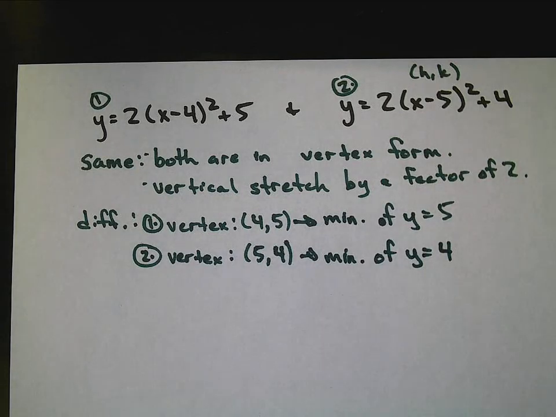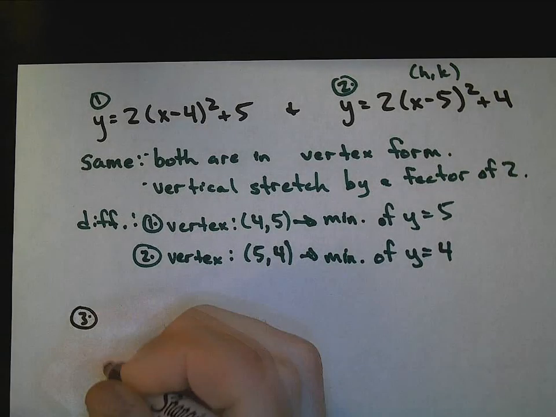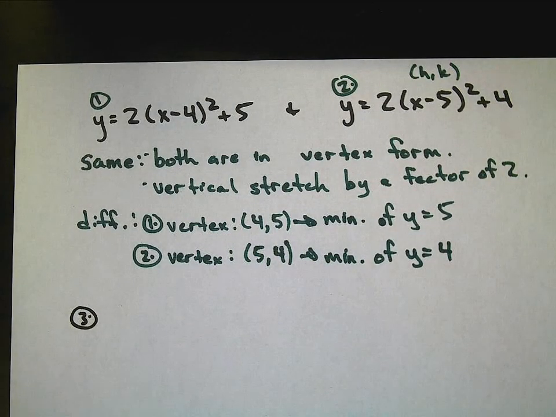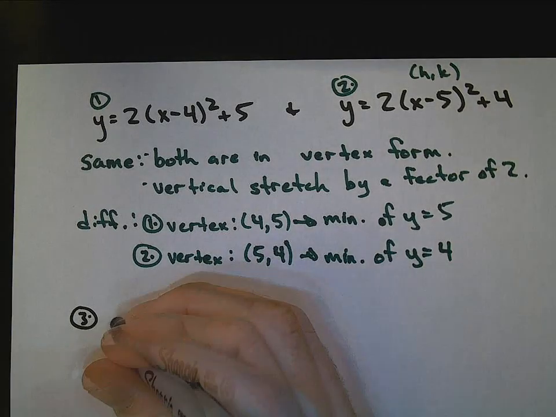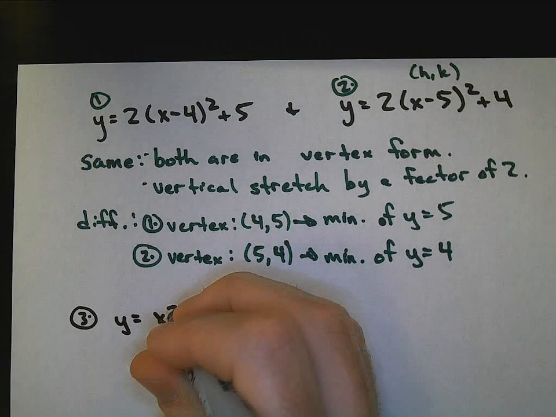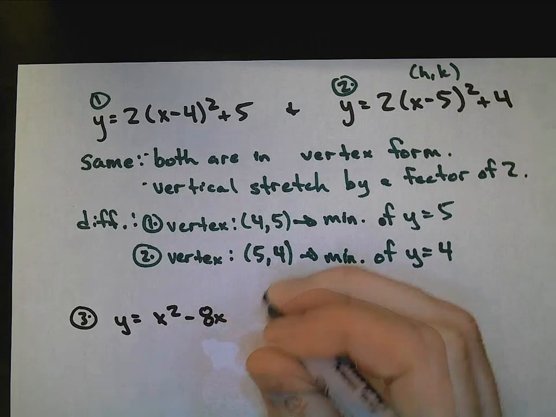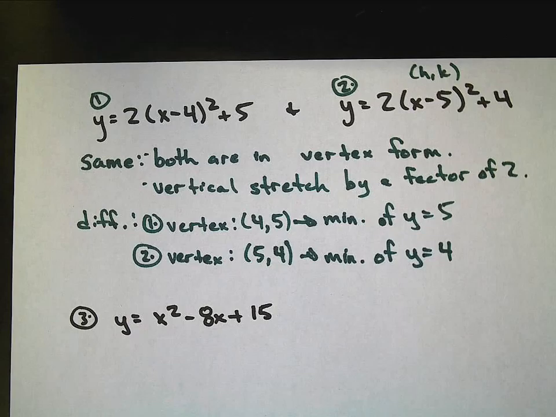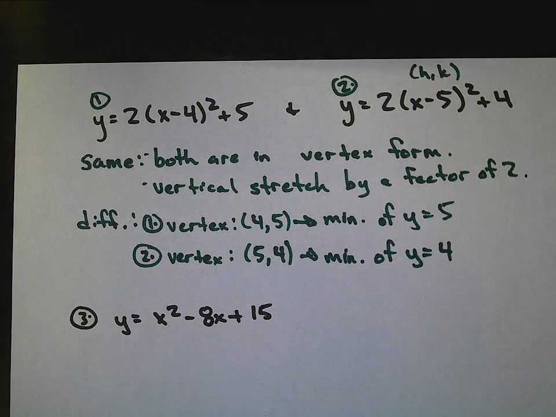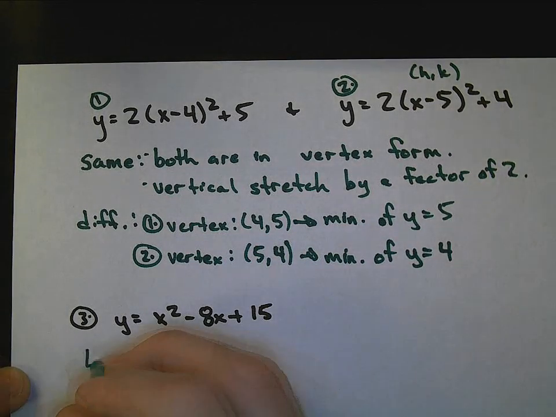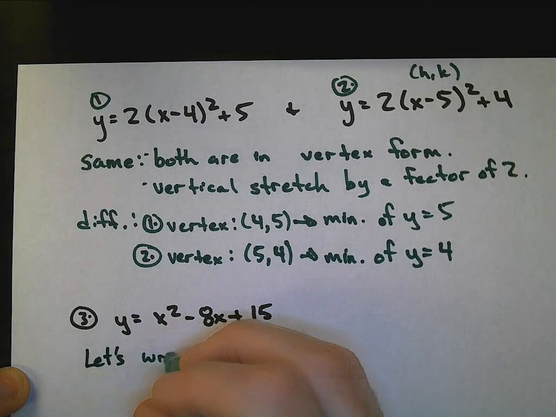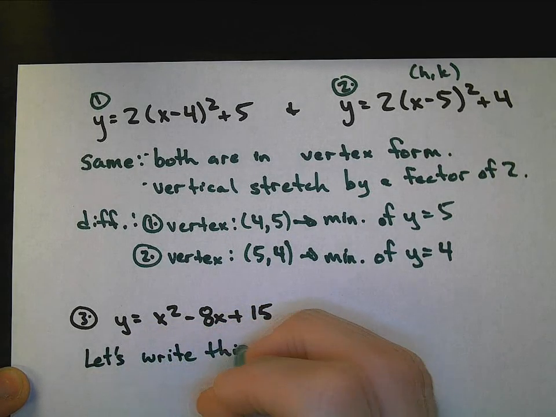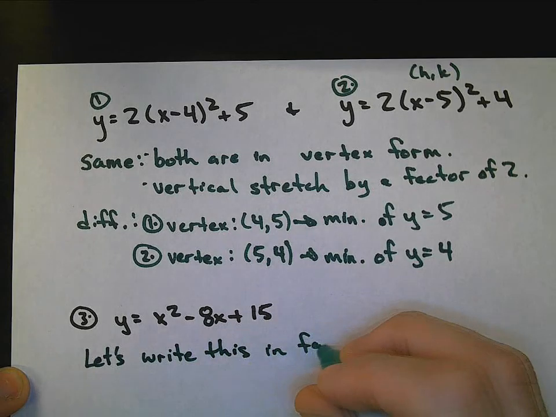So that's how they can both be the same and different if I was to ask you for that. Something else that's going to be key to know for the test, and this will be the last one I do for this review. Let's say that we have the equation y equals x squared minus 8x plus 15. I'm going to first say, let's write this in factored form.